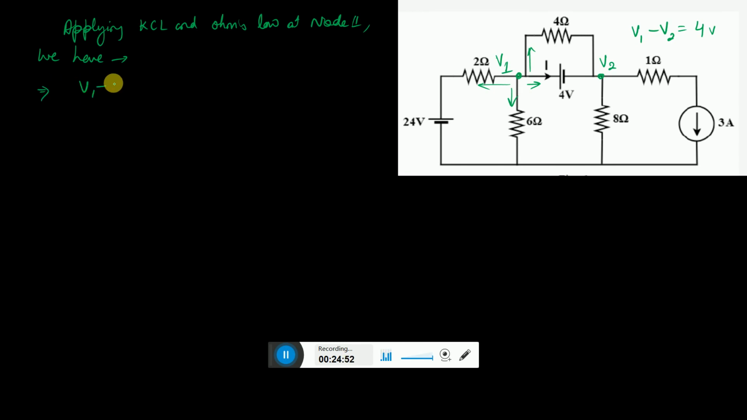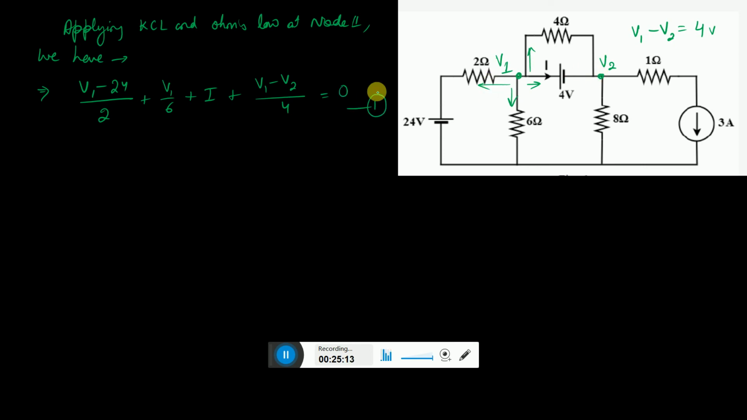So V1 minus 24 by 2. Then you have this current, which is equal to V1 by 6. Then you have this current, there is nothing to divide, so just write I here, and this current will be V1 minus V2 divided by 4, is equal to 0. So this is one equation you get.